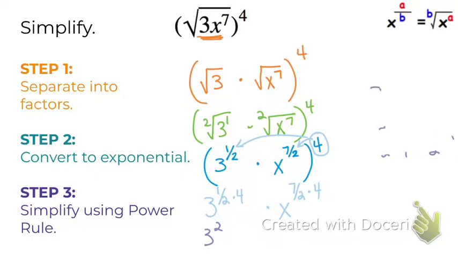So I have 7/2 times 4, or 4 over 1, and then you just multiply across. 28 over 2, which is 14. So this is x to the 14th power. And then if I want to simplify that some more, 3 to the 2nd power is 9. So this is 9 times x to the 14th power.